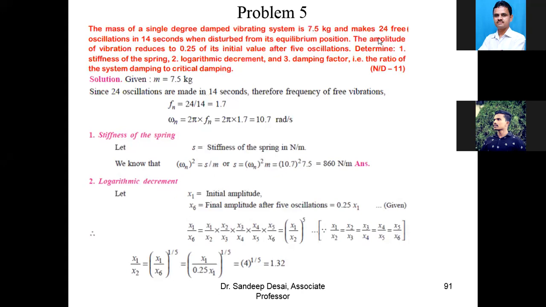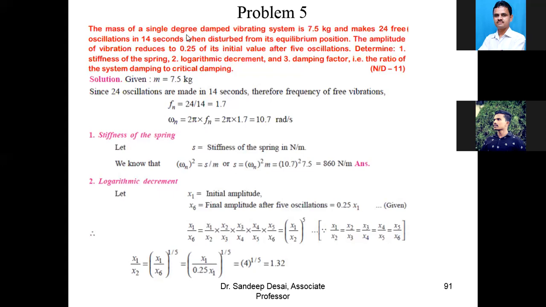Mass is given as 7.5 kg, with 24 free oscillations in 14 seconds. When disturbed from its equilibrium position, the amplitude of vibration reduces to 0.25 of its initial value after 5 oscillations. Determine the stiffness of the spring, logarithmic decrement, damping factor, and the ratio of system damping to critical damping. So let us see one by one what is given.